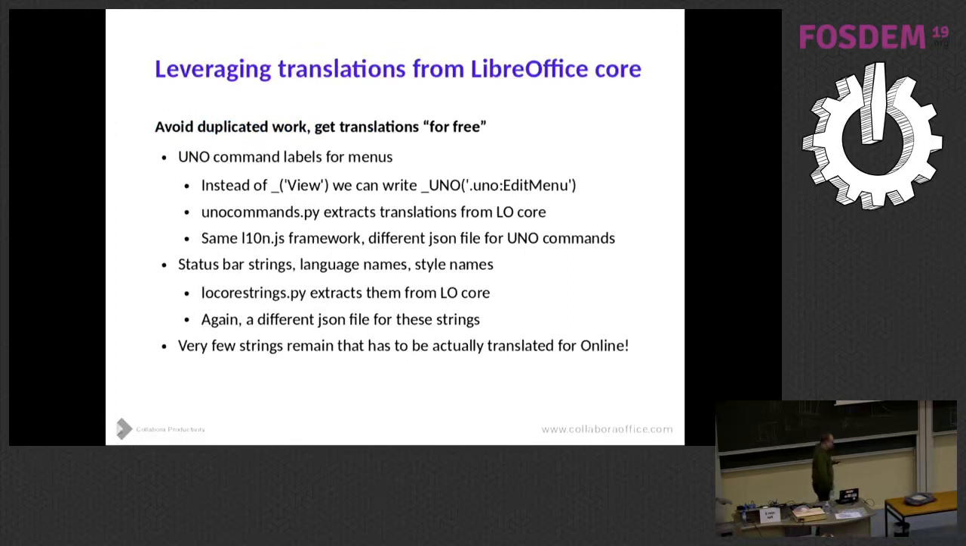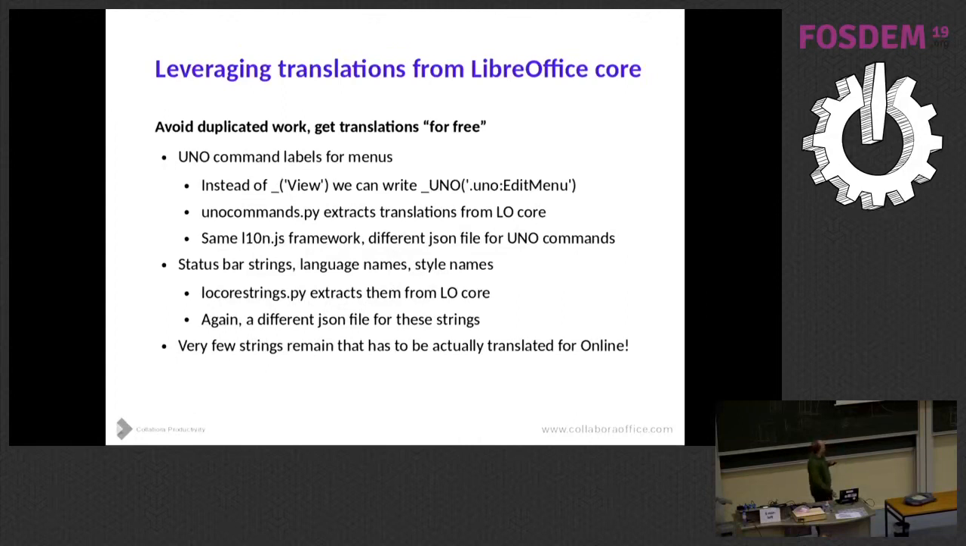So the other problem was when the UI got richer, we had many strings to translate, but those strings were already translated in the LibreOffice core. So the idea was to leverage as many strings as possible from LibreOffice core, and here came the idea of instead of having the strings literally in the JavaScript, we refer to them with their UNO command label, and this way we can leverage strings from the LibreOffice core.